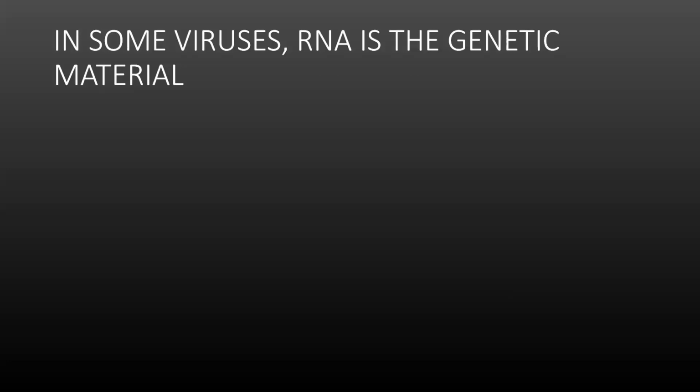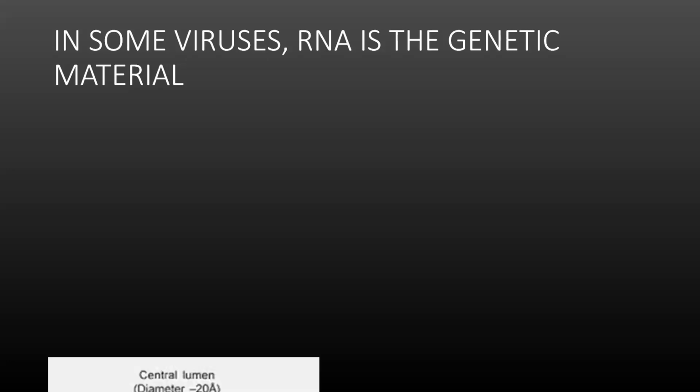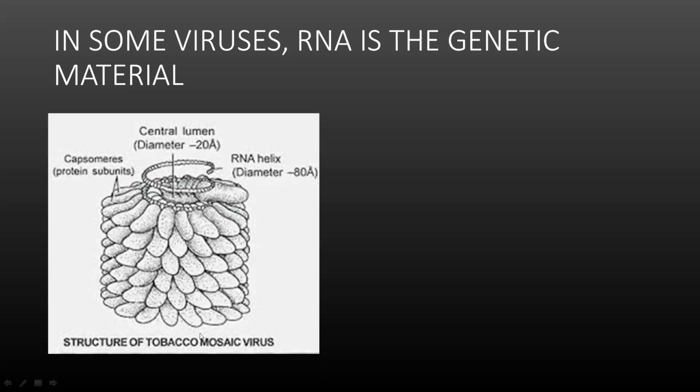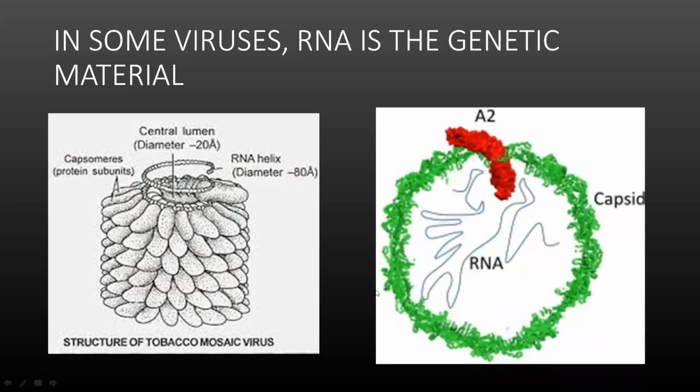Next, in some viruses, RNA is the genetic material. Although DNA was found to be genetic material, there are some viruses where RNA is the genetic material. Example is TMV, tobacco mosaic virus. You did this in 11. And the other one is QB bacteriophage. So you can see here RNA is the genetic material.